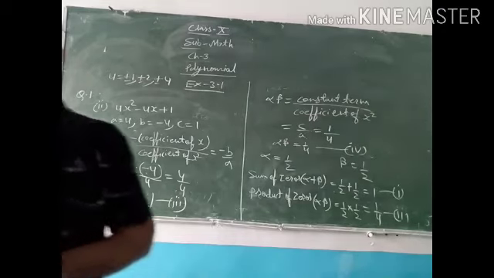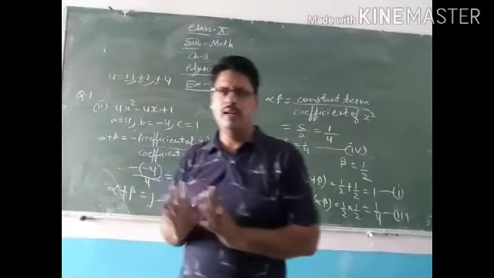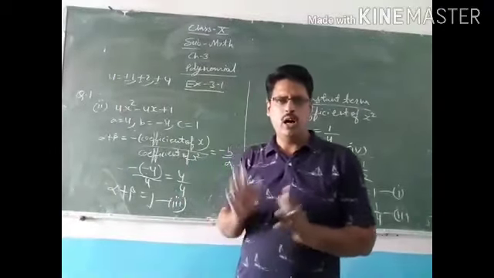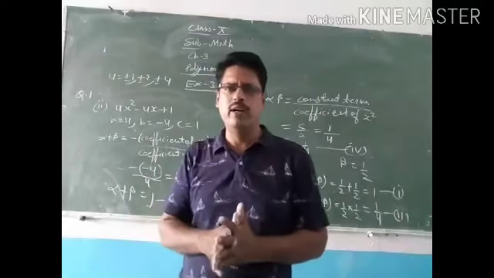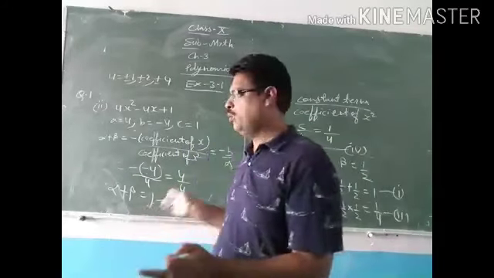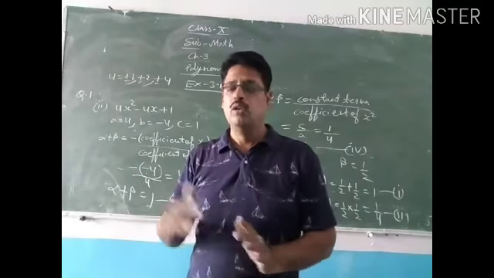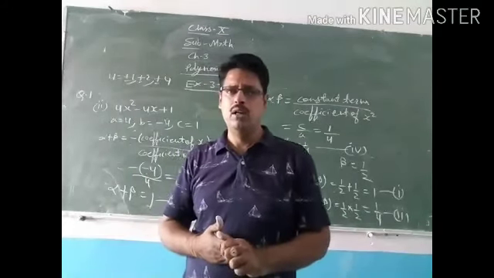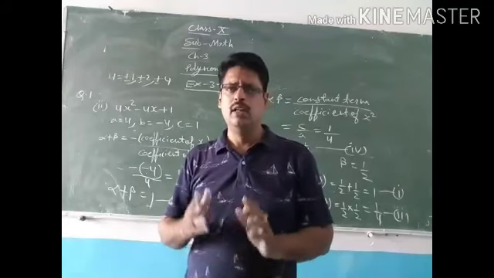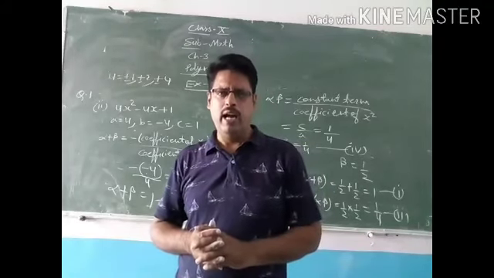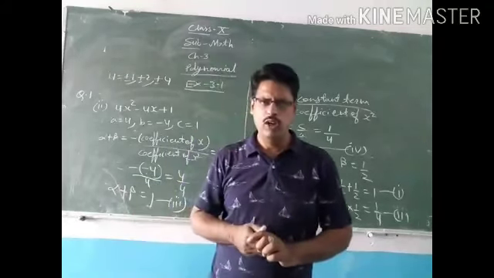Understood? I hope you better understand all these questions today: how to find factors, how to find zeros, and then how to prove the relation between the zeros and coefficients. So the remaining part of these questions you will have to try, and this is your homework. Thank you.